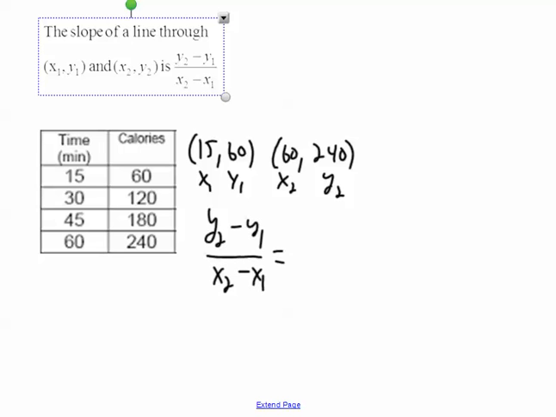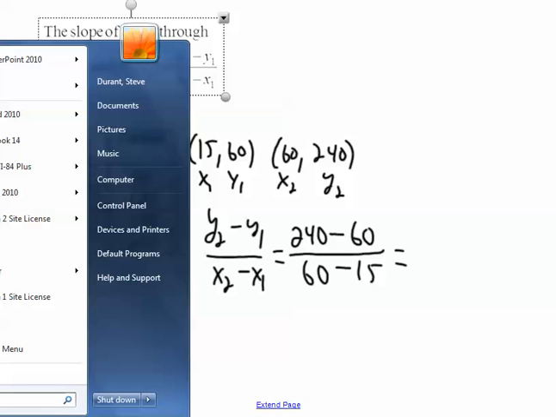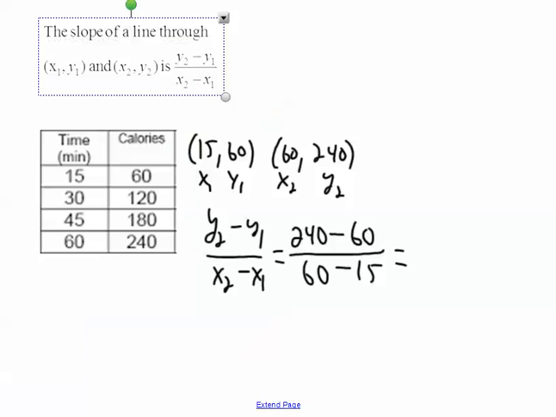And so I'm going to plug these in. What's y2? That's 240. What's y1? That is 60. What is x2? That is 60. What is x1? That is 15. So 240 minus 60, what is that? You can figure that out if you have a calculator handy. You get 180, and that's over 60 minus 15, which is 45.